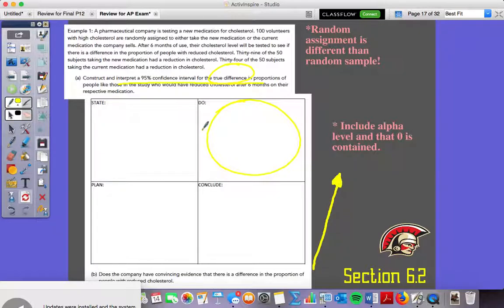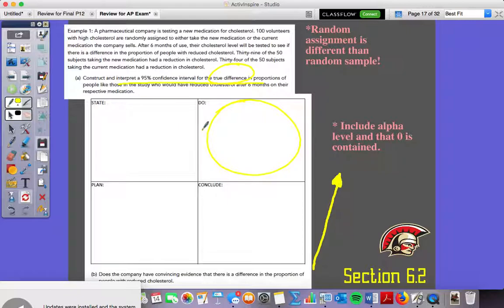Look at just the top here. This just pulls from what we have. 100 volunteers are randomly assigned. At the very end, I'll conclude it the same way: we're 95% confident that the true difference in proportions of people who had the medication versus those who didn't fell between this and this, right?